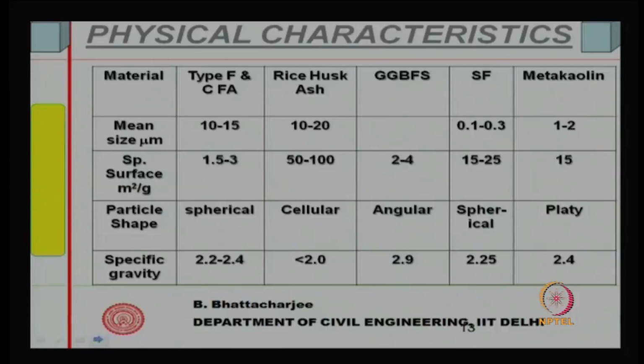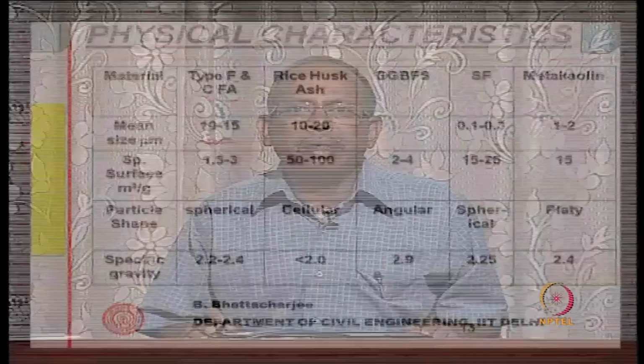If you look at the physical characteristics of some of those pozzolanas, fly ash mean size is 10 to 15 micron. There are two types of fly ash, F and C, and I will come to that later on. One thing we can remember at the moment is that type C fly ash can have more lime, up to 40%, whereas type F fly ash has less lime, not more than 10%. This classification is based on the American Society for Testing and Materials, ASTM, classification of C and F.